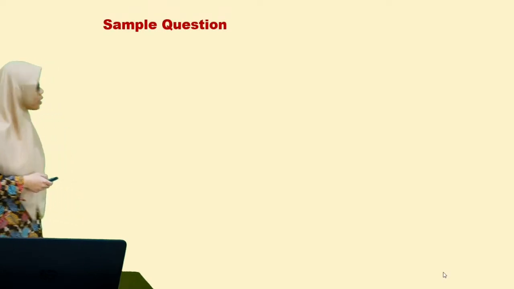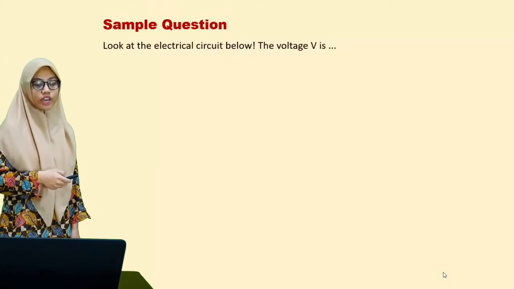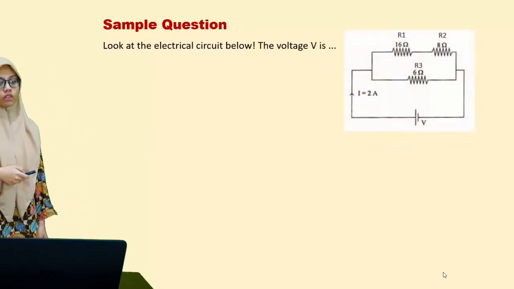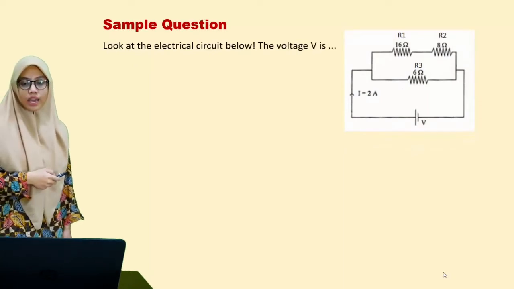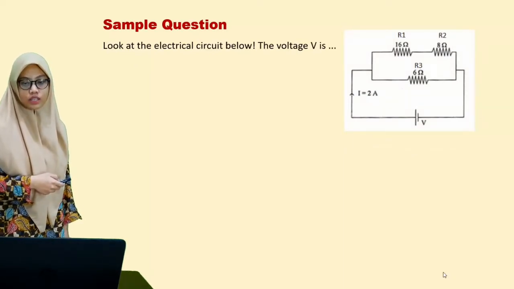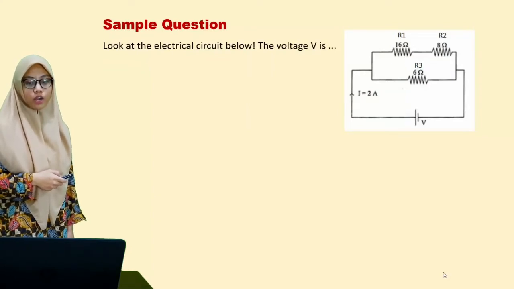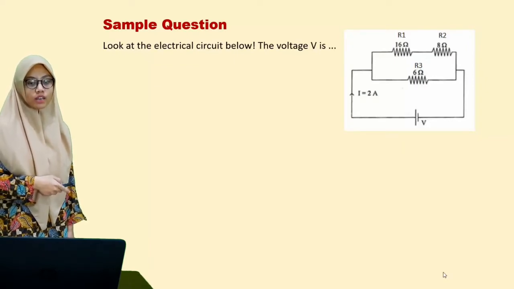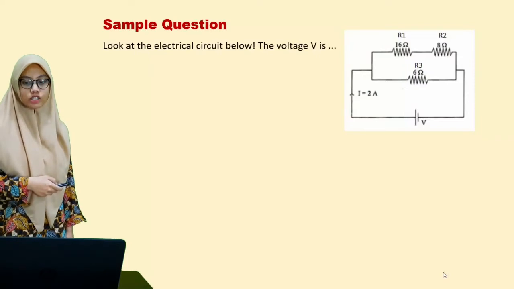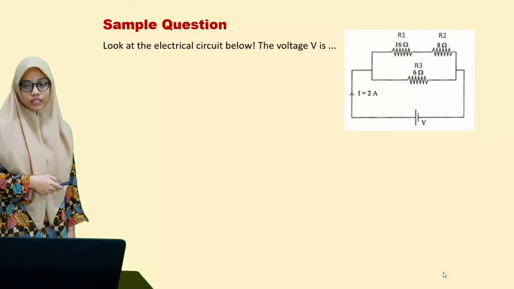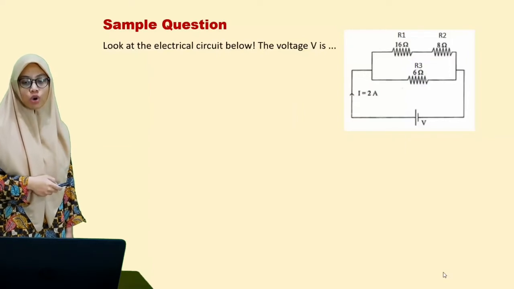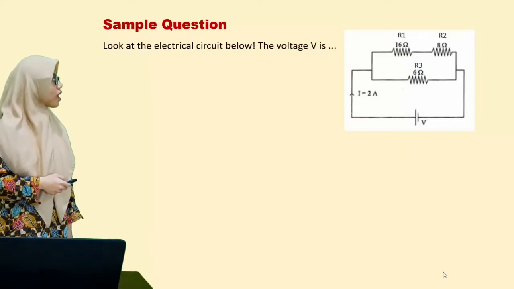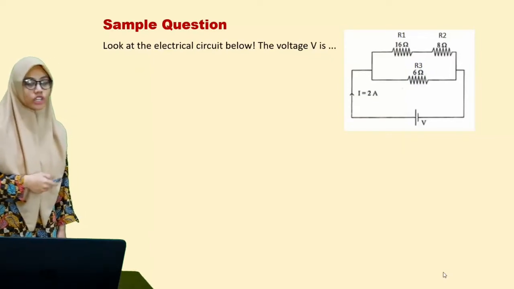Okay, now we go to the sample question. Look at the electrical circuit below. The voltage V is... okay, this is the picture. Here I have a picture, there is a current equal to 2 ampere and there is a voltage with no value, you must count the voltage, and there are 3 resistors. R1 is 16 ohm, R2 is 8 ohm, and R3 is 6 ohm. How to answer the question? Okay, we will answer the question together.